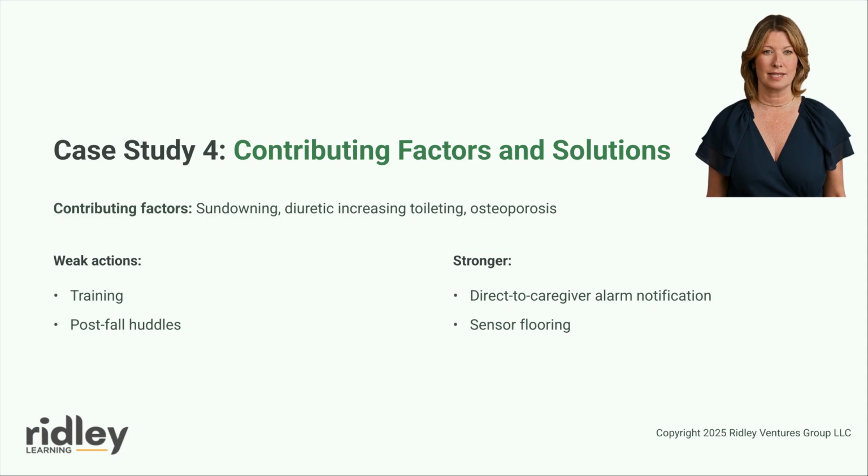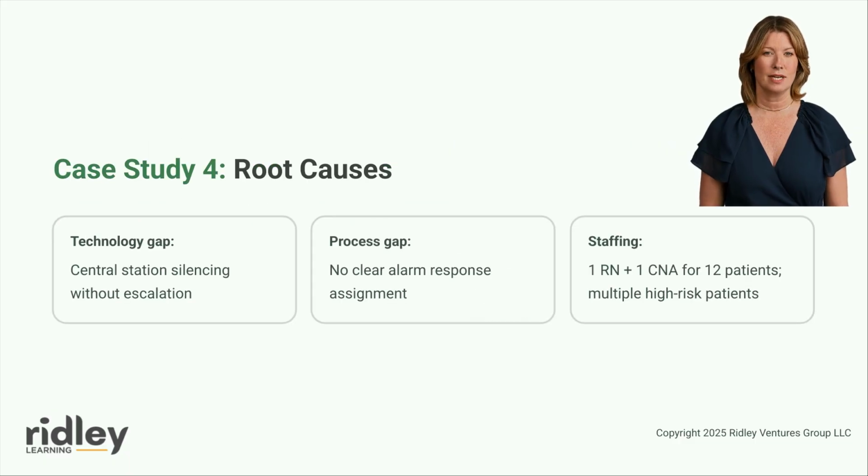The error in this case was a preventable patient fall resulting in serious injury, a hip fracture, qualifying as a sentinel event reported to the Joint Commission. Let's analyze this case using our course concepts. This case demonstrates how technology limitations, unclear role assignments, and staffing challenges can combine to defeat fall prevention strategies.